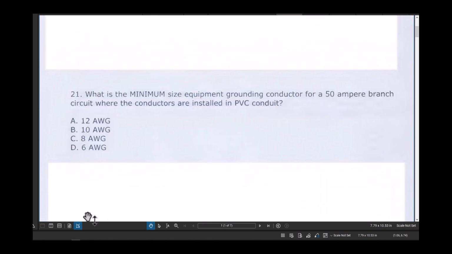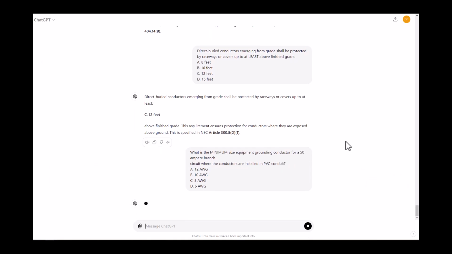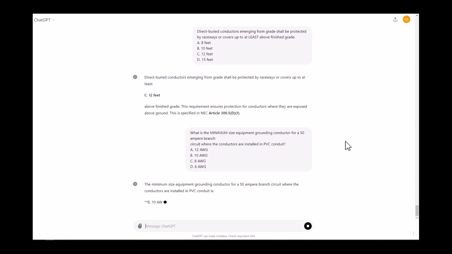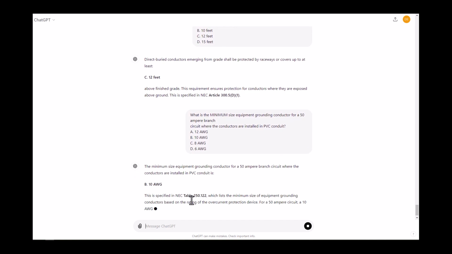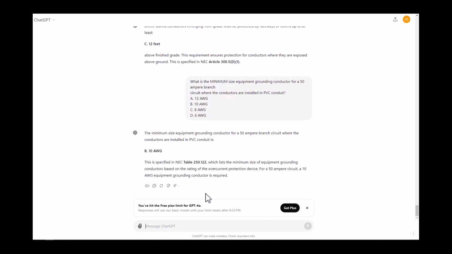And if we put the same question to ChatGPT, let's see what the answer is. 10 gauge, table 250.122, which is exactly what we have.